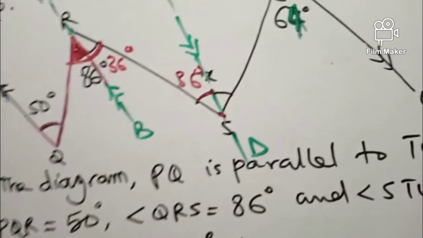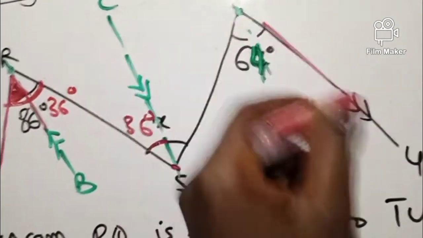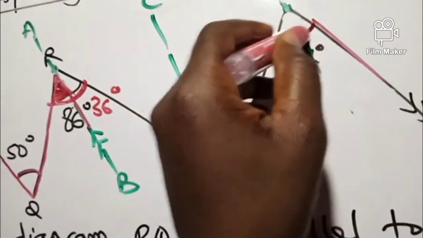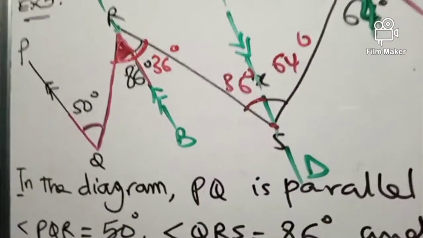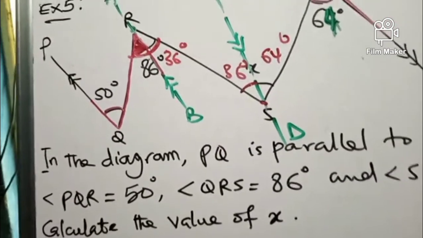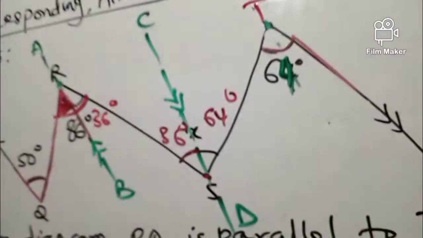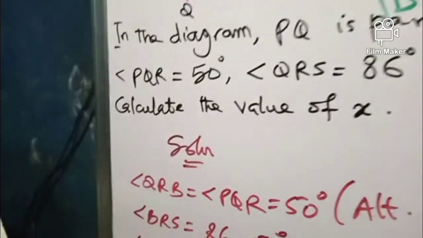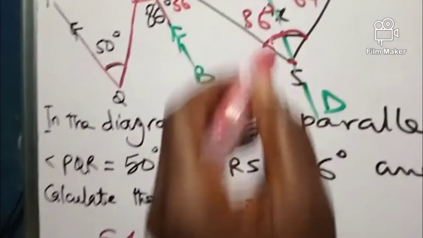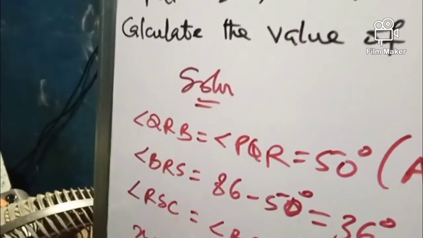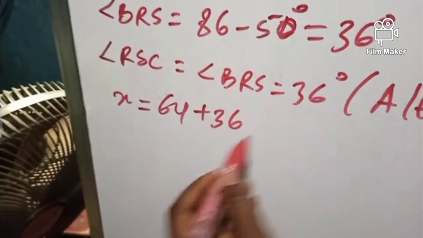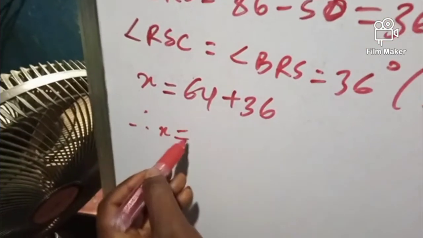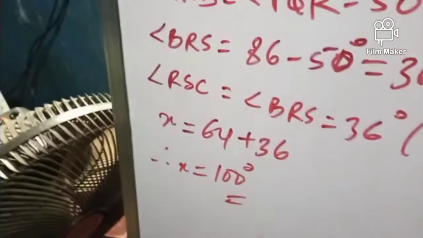Now, since this line and this line are parallel, if the angle here is 64, the one here will also be 64 degrees. So this is T. Now, X, which is the total angle here, will be equal to 64 plus 36. Therefore, X will be equal to 100 degrees. So that is it. It's very simple.